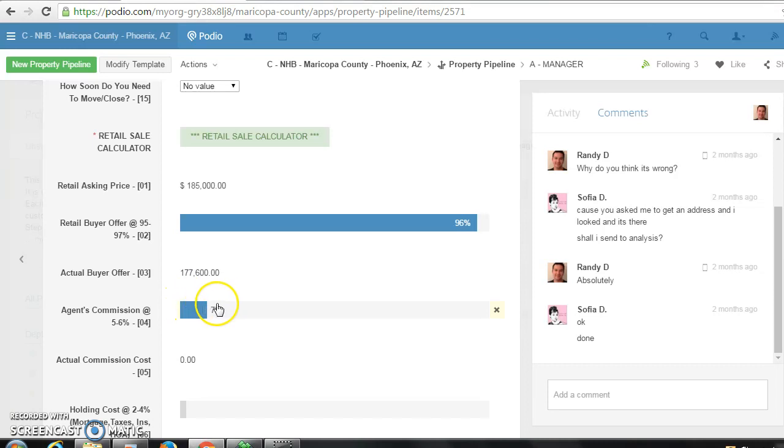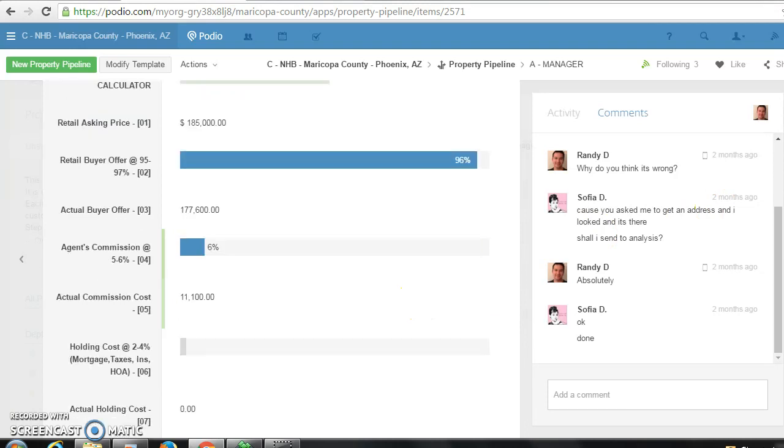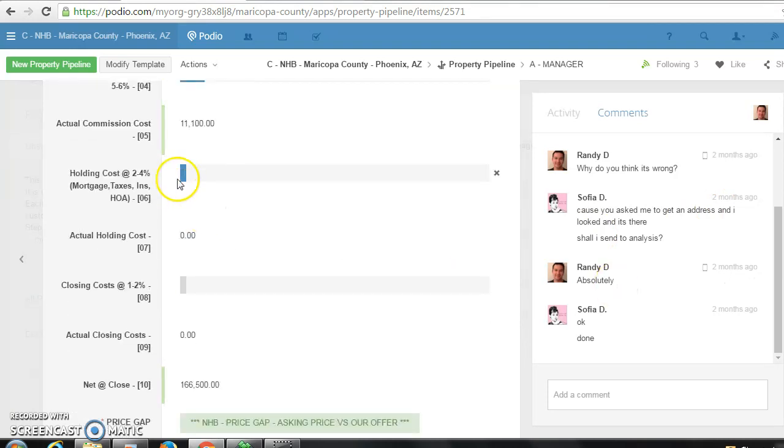Now, keep in mind, Mr. Seller, retail buyers have to get financing, right? They got to pay an agent. You do. So that's another 6% off that, right? 11 grand right there. Now keep in mind, you said your mortgage payment was $1,200 a month. You're going to hold this for another 3 months. That's $3,700 in taxes, mortgage, HOA. And then you got your closing costs of 1%.